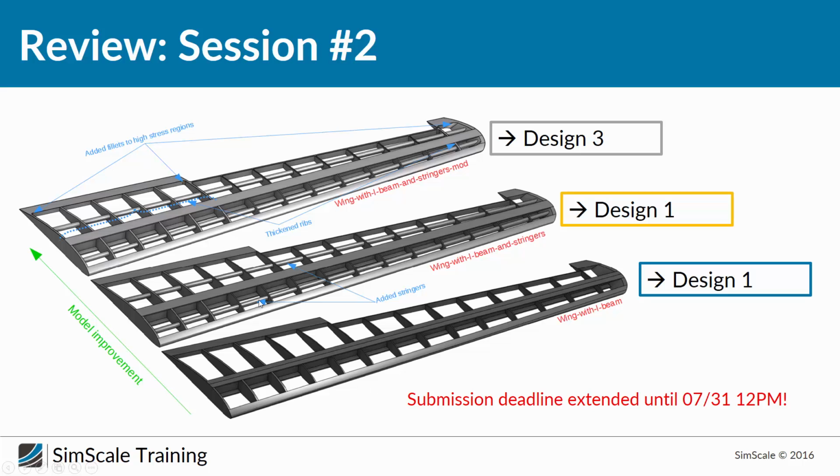The difference between them was that in design 2, we added stringers, and in design number 3, we added stringers and additionally added fillets to high stress regions. Your job was to perform 2 load cases for each of these designs and to investigate which improvement is the best, or how this design improvement can help to increase the stability of the wing.